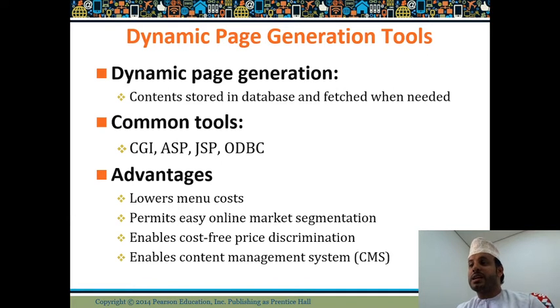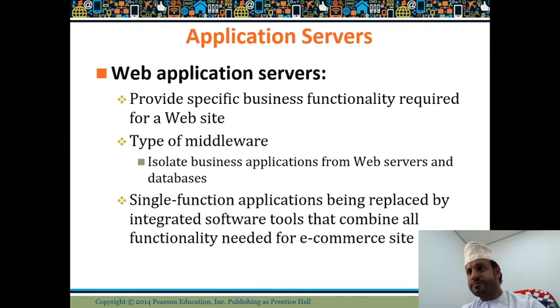Permits easy online marketing segmentation. That means when we push our data on the internet as e-marketing or as a website for marketing, of course, again, we can permit everything in just one click publish. Enables cost-free price discrimination, because we are allowing some publication or something to go immediately to our site. Enabling a content management system, CMS. So this is also some advantage of dynamic web pages.